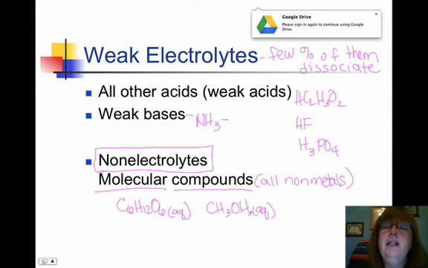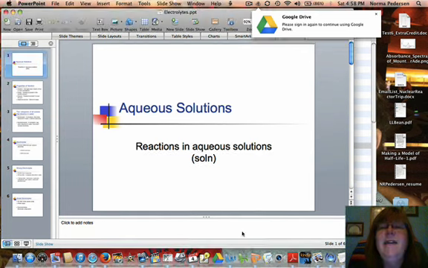And then non-electrolytes are molecular compounds. They don't form any ions in solution, and they do not produce an electric current. Alrighty, that's it.